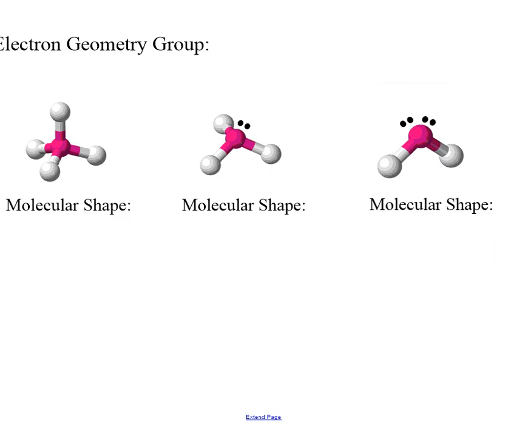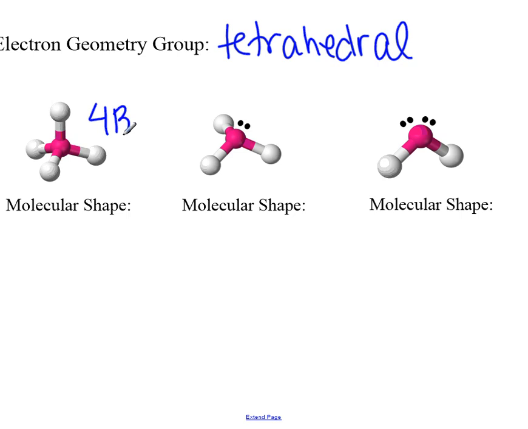So let's take a look at some of these shapes together. So again, electron geometry group here for practice. This one is tetrahedral. All of these have 4 electron groups around the center. Our first one has 1, 2, 3, 4 bonded pairs. When they're 4 bonded pairs, this molecular shape that we see is tetrahedral.